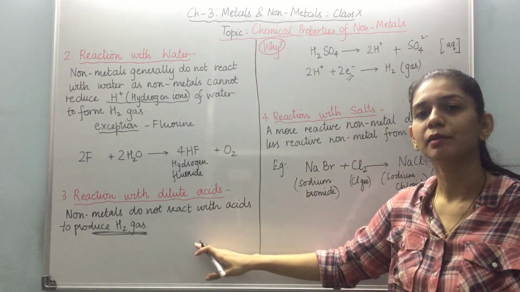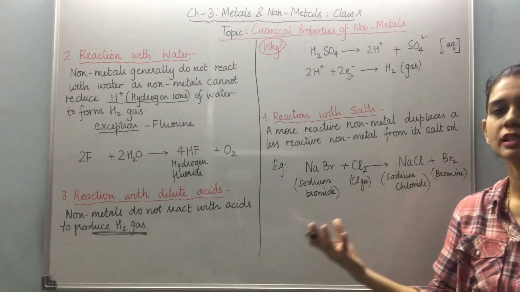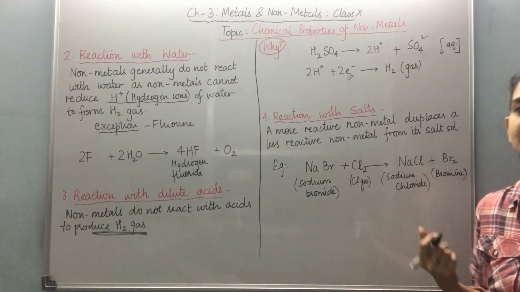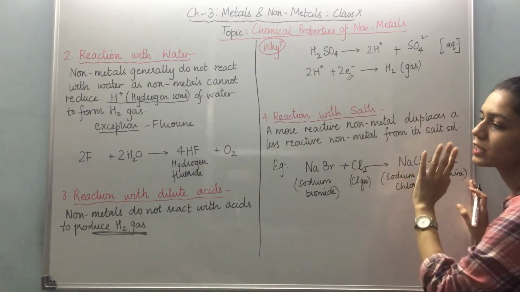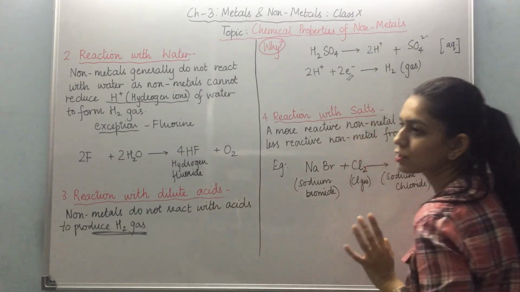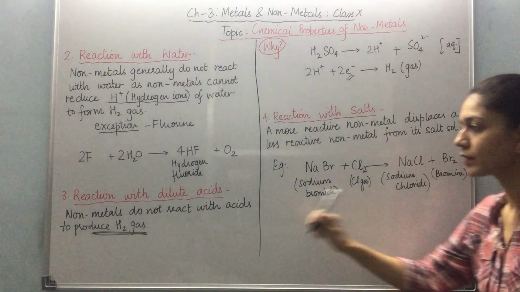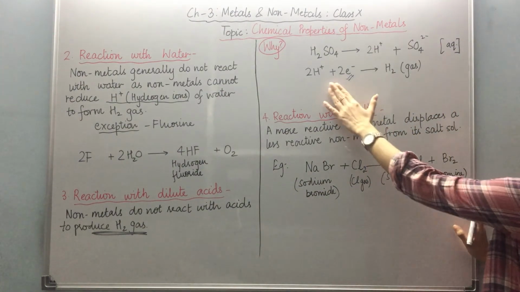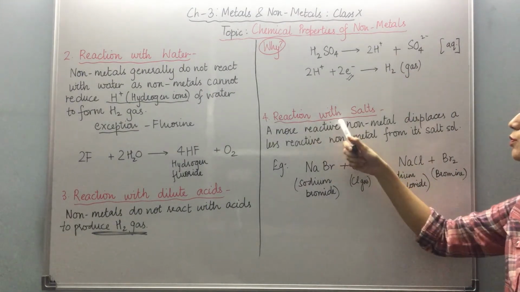That would have to be supplied by a non-metal. But a non-metal itself is an acceptor of electrons. It cannot lose electrons. It cannot give its own electrons to someone else. Rather it gains electrons. So the hydrogen needs 2 electrons, which cannot be supplied by the non-metals due to their electronegative nature. That's why non-metals do not react with acids to form hydrogen gas, and hydrogen gas cannot be liberated in this case.